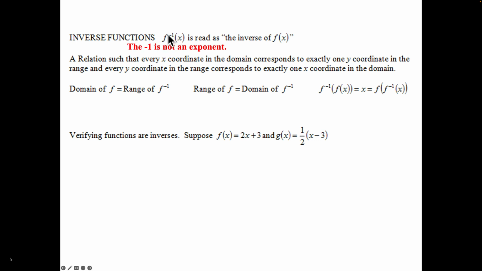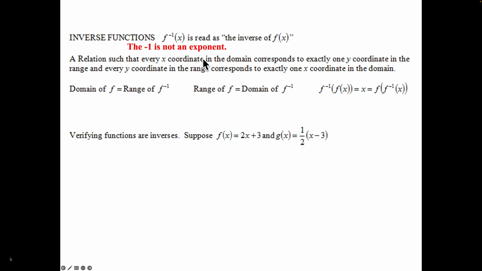This little negative 1 that looks like it's in the exponent position, it's not an exponent. You read this as the inverse of f of x. F with that negative 1, that's inverse of f of x. This definition says it's a relation such that every x coordinate in the domain corresponds to exactly one y coordinate. Okay, stop. That's the definition of a function. A relation such that every x coordinate in the domain corresponds to exactly one y coordinate in the range, and every y coordinate in the range corresponds to exactly one x coordinate in the domain.